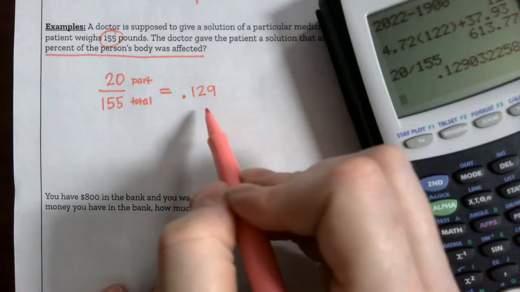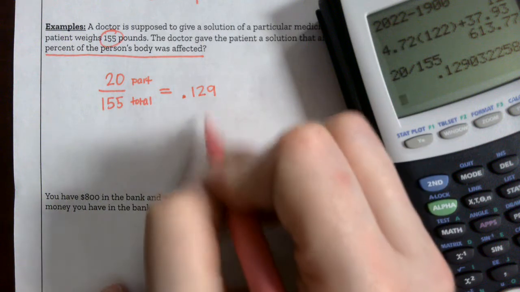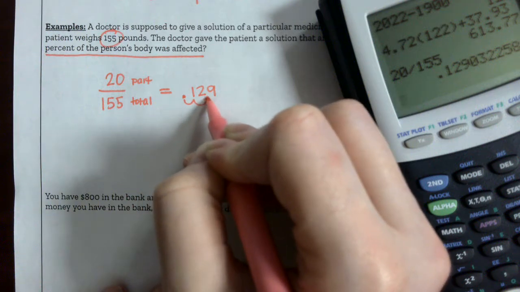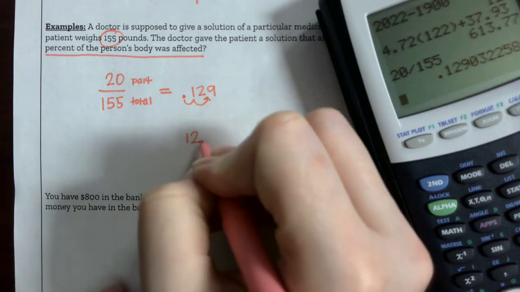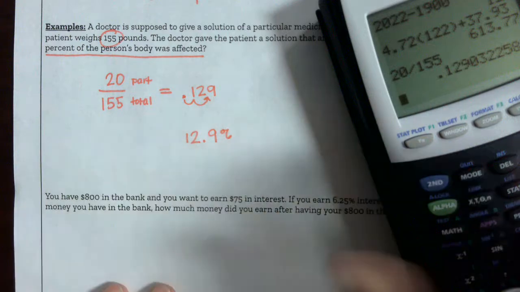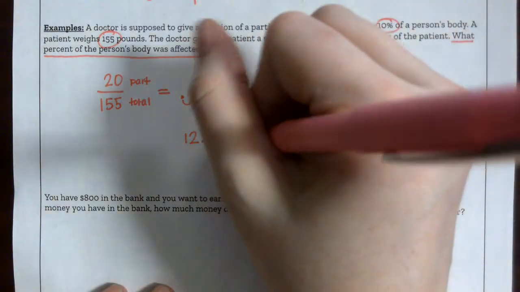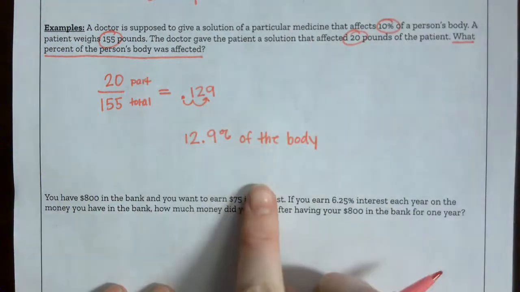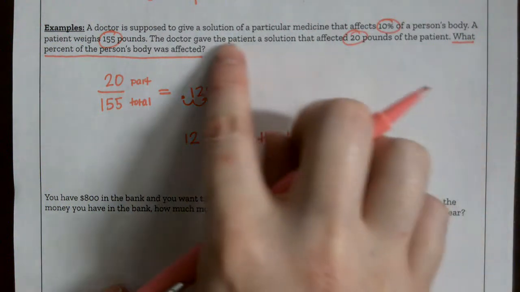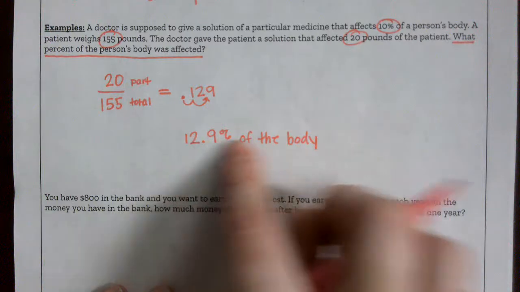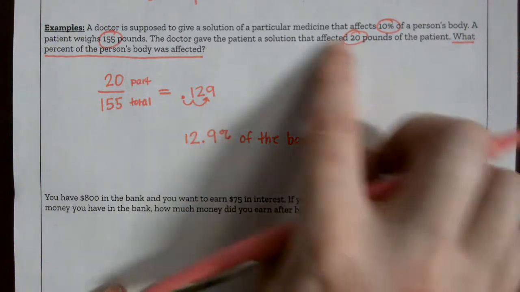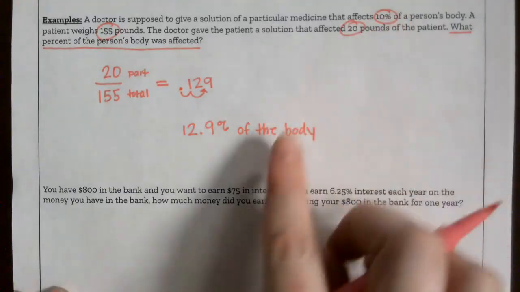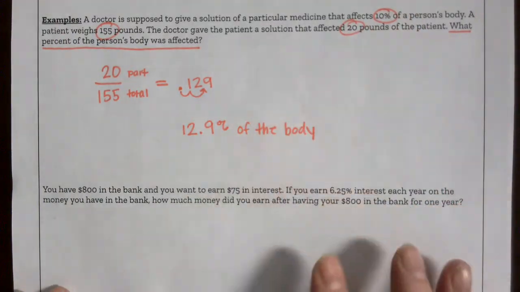This is not a percent, but to get a percent, so to convert from a decimal to a percent, we just need to move 2 decimal places. So 1, 2. So it affected 12.9% of the body. Now, it said that it was supposed to only affect 10, so they went a little bit over. So it's a little bit more than they were supposed to give. But that 10% we didn't really need to use. We just needed to compare our answer to it.